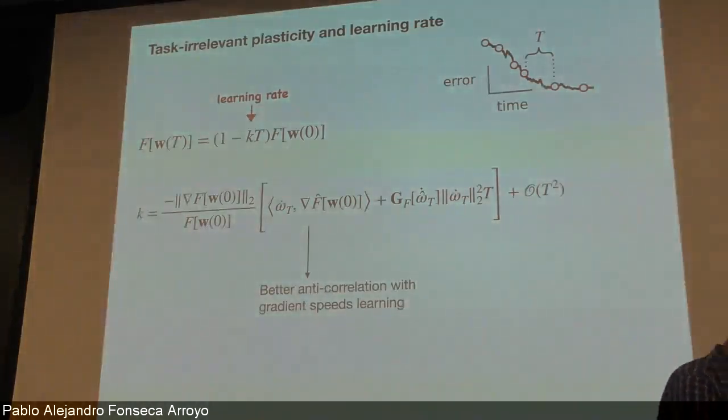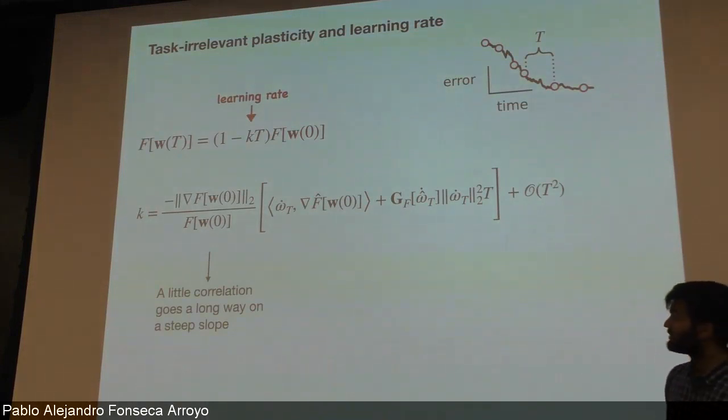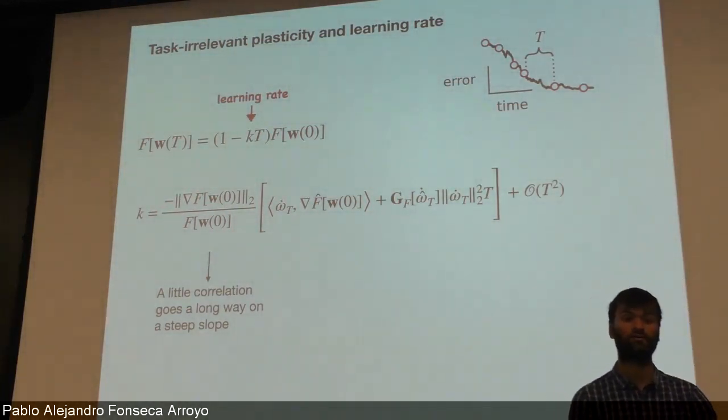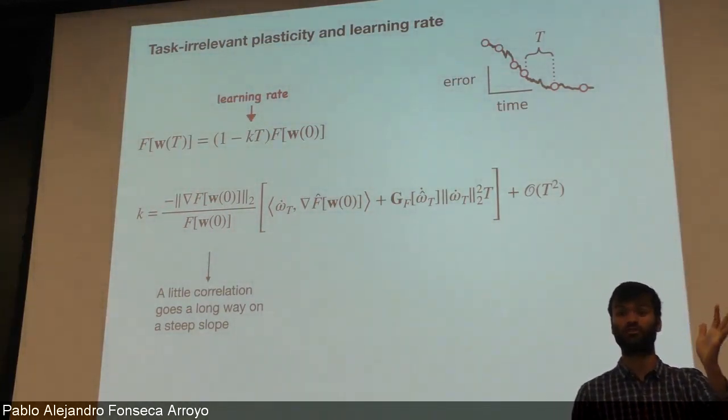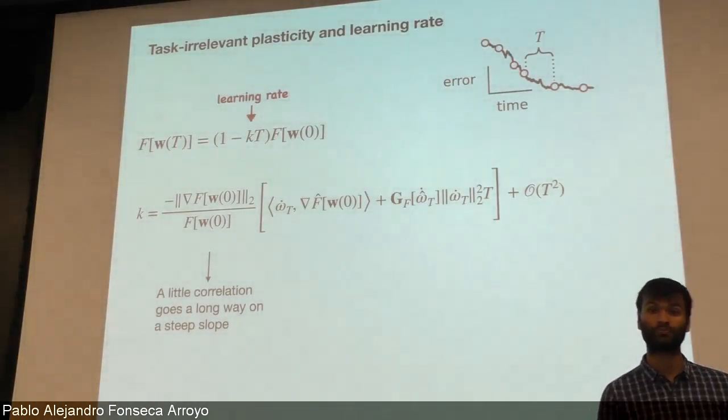So better anti-correlation to gradient speeds learning. If the norm of my gradient locally is larger, then I'm going to learn faster because you can ski faster on a steep slope. So if I have a very strong gradient, I can learn fast. Whereas if I'm near a saddle point or a local minimum, I can only learn slowly.